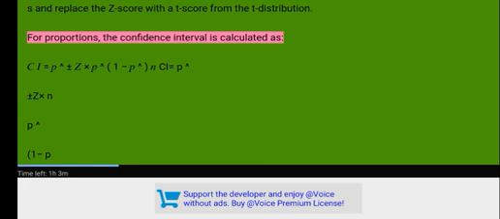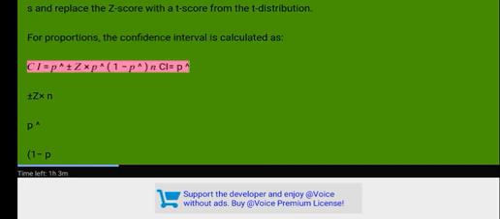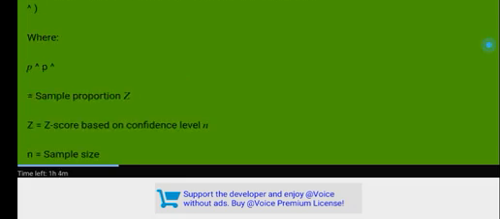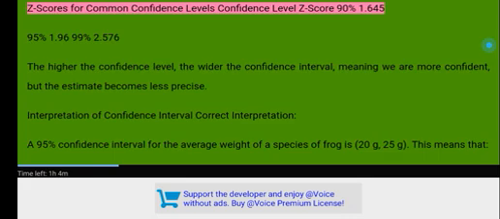For proportions, the confidence interval is calculated as CI equals p-hat plus or minus z times the square root of p-hat times 1 minus p-hat over n, where p-hat equals sample proportion, z equals z-score based on confidence level, and n equals sample size.